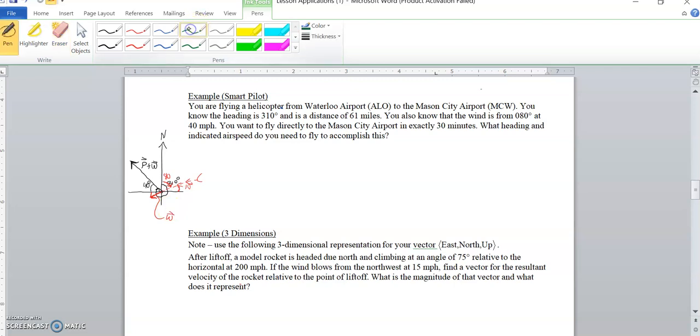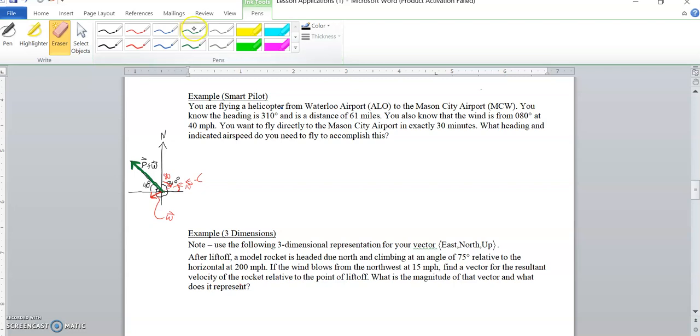So what we need to find, I guess really this should be a green arrow because that's our resulting vector P plus W. It's asking what heading and indicated airspeed do you need to fly? So the question at hand is no longer, given the direction and speed of the plane and the direction and speed of the wind, where does the plane end up going? This question is, we know where we need to end up going after we account for wind. The question is, what do we need the airplane to do? Where do we need it to face?